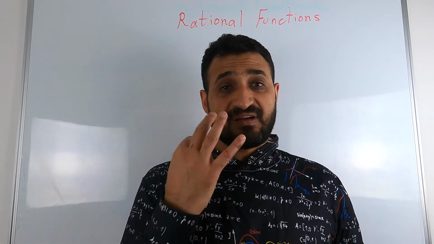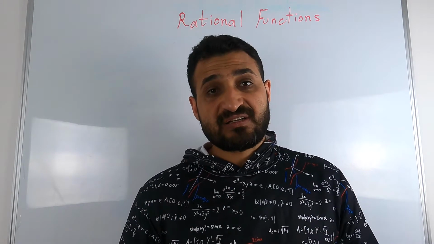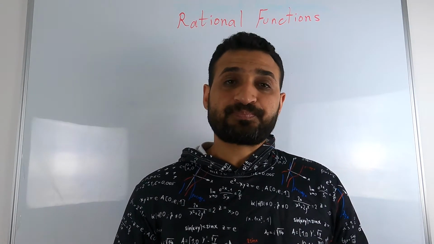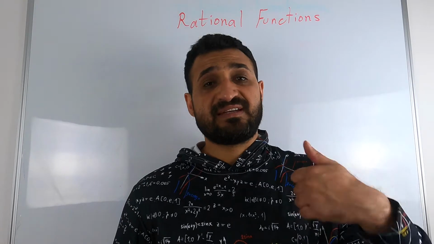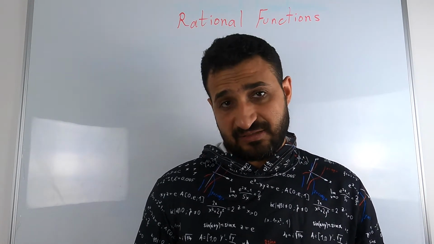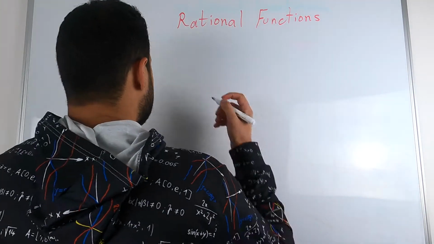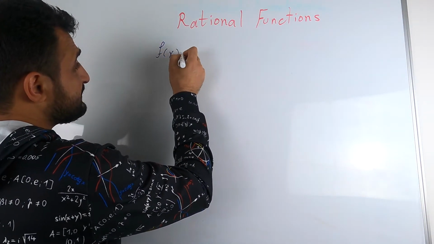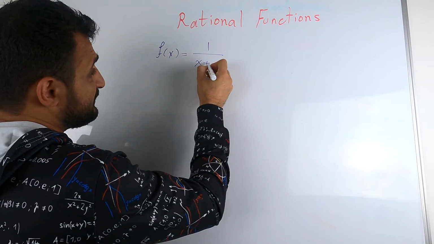To draw it, there are three cases. You need to start with case one. Case one is there when the degree of the numerator is less than the degree of the denominator. So it will look like that. For example, f(x) equals 1 over x plus 2.